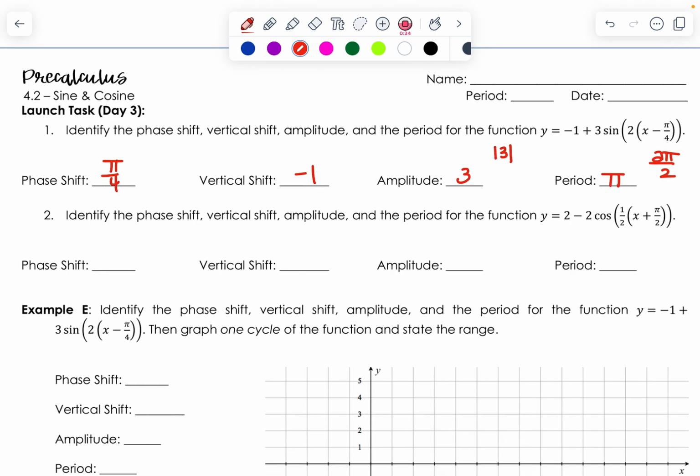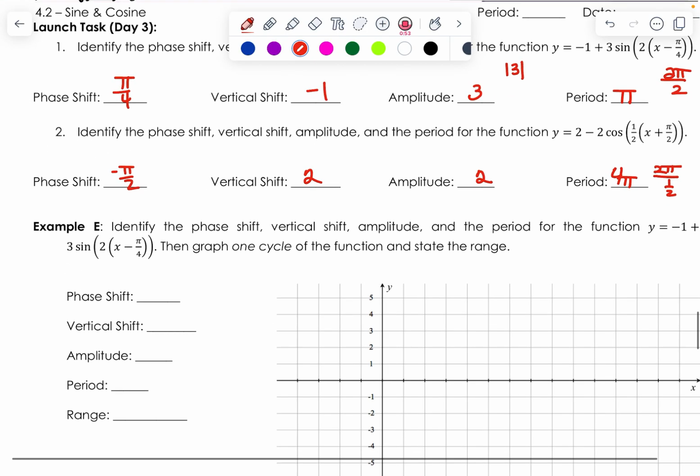So let's try number 2. The phase shift is negative pi over 2. The vertical shift is up 2. Be careful, my amplitude is positive 2. And then I have 2 pi over 1/2. So the period length is in fact 4 pi. All right, so now how are you going to do this if we put all of this together?